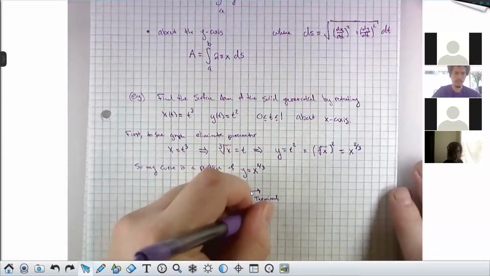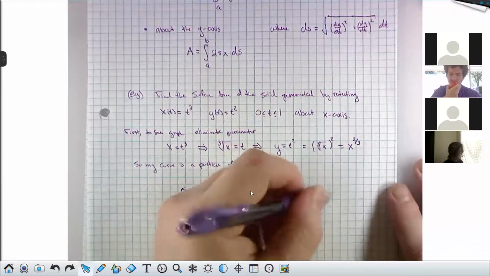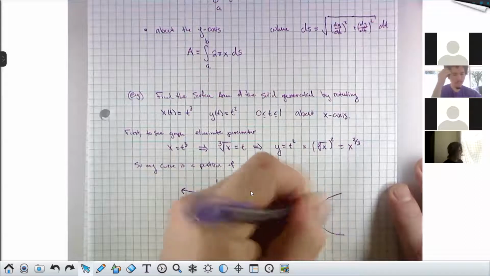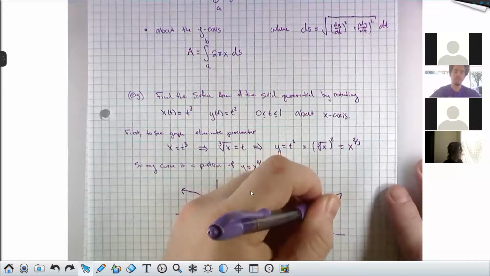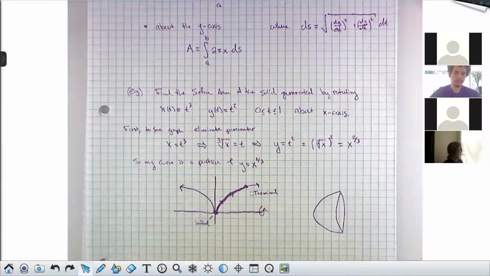So we're going to take this guy and rotate him about the x-axis. That's going to produce a kind of bowl shape. And this is what I'm trying to find the surface area of. Is everybody with me on this? Are there any questions about the graph or the solid generated by rotating that graph? I'm not rotating the whole thing again, just this portion.